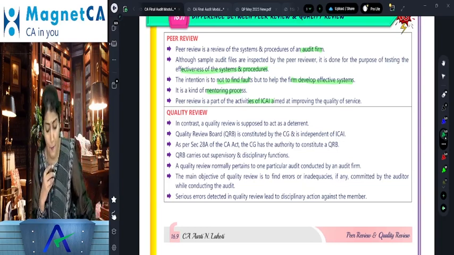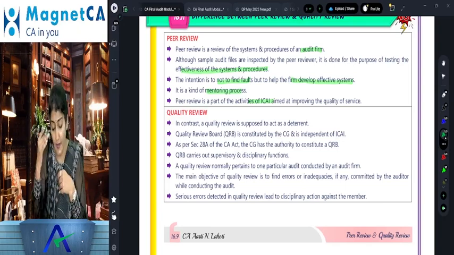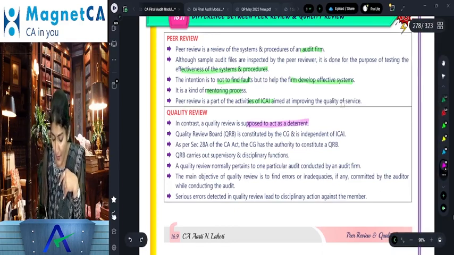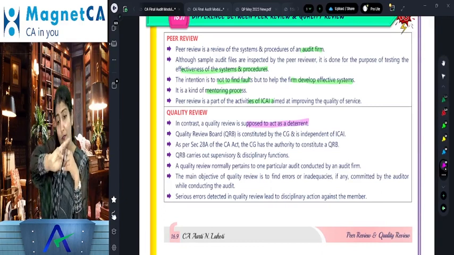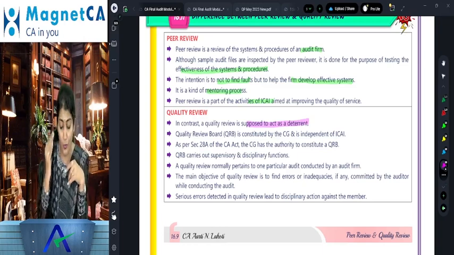It is a kind of a mentoring process and it's one of the activities of the ICAI. In contrast, quality review is supposed to act as a deterrent. Deterrent means something which will stop you from not doing the audit properly. That means it will help you to do the audit properly.